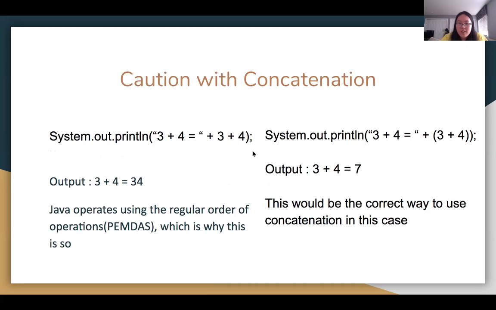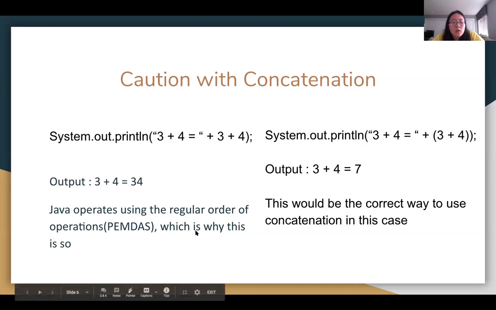So, caution with concatenation, and that kind of rhymes, sorry. Not really, but something you can remember. Notice here that we have a print statement with the string 3 plus 4 equals, plus 3 plus 4. Normally if you look at this, you would think, oh, it's going to output 7, right? 3 plus 4 equals 7. No, it does not, because it outputs 3 plus 4 equals 34. And you might be like, why? It's because Java operates using the regular order of operations, PEMDAS. If you don't know what that is, it's parentheses, exponents, multiplication, division, addition, subtraction.